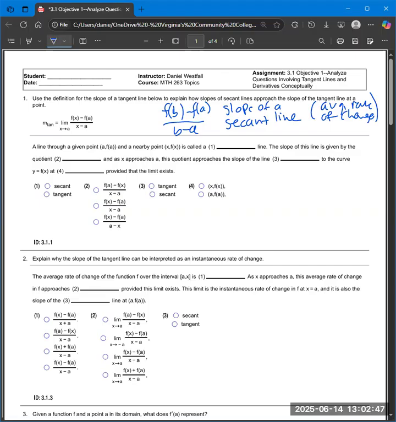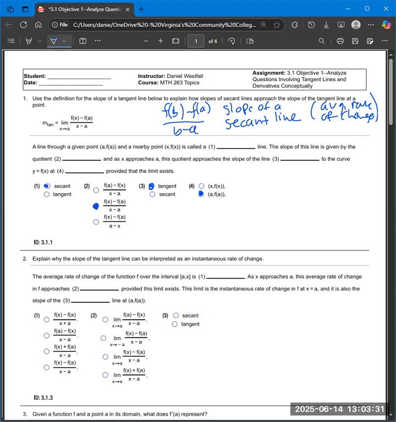So we just talked through all of that, but the line through the given point a, f of a and a nearby point x, f of x is called a secant line. The slope of the line is given by the quotient right here, f of x minus f of a over x minus a. And as x approaches a, the quotient approaches the slope of the line tangent to the curve, meaning it's going to touch at that single point x equals a. And it's going to touch at a, f of a.